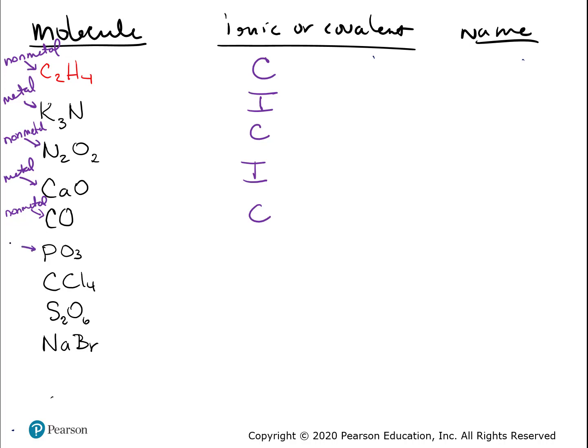PO3? Covalent. CCl4? Covalent, because carbon, again, is a nonmetal.